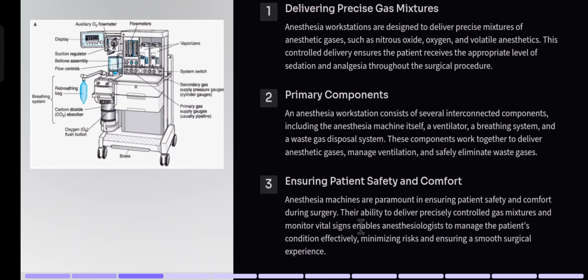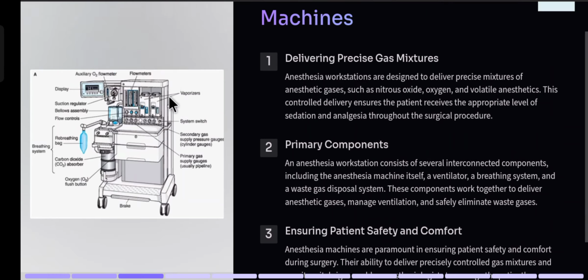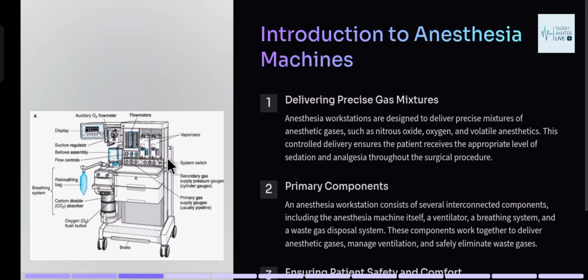Let me help you identify the parts of an anesthesia machine labeled here and give you a brief description of each. 1. System switch. A master switch that powers the anesthesia machine on or off, controlling the operation of the entire system. 2. Vaporizers. Devices that convert liquid anesthetic agents into vapor so they can be mixed with gases like oxygen and delivered to the patient at controlled concentrations.